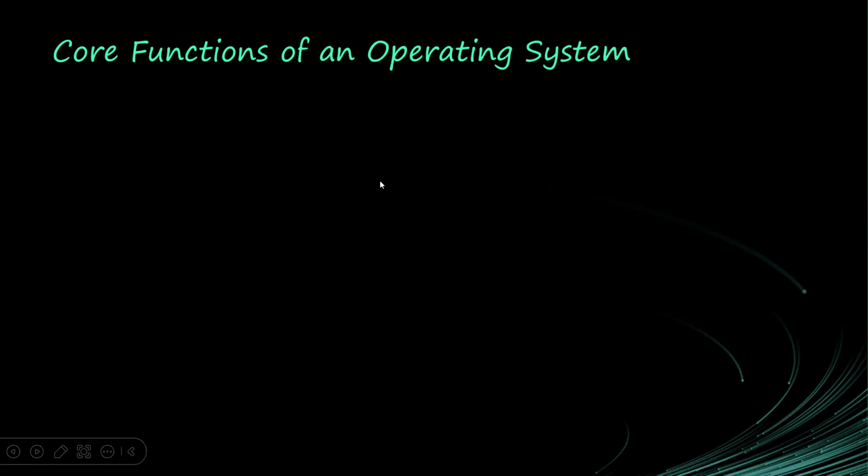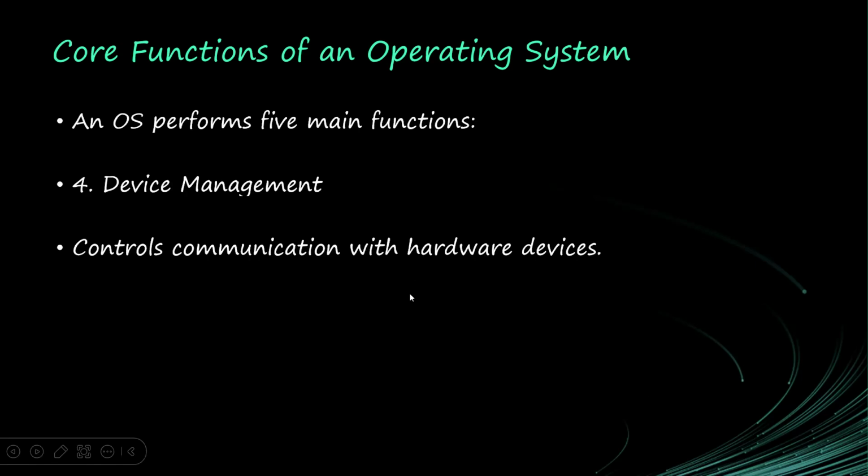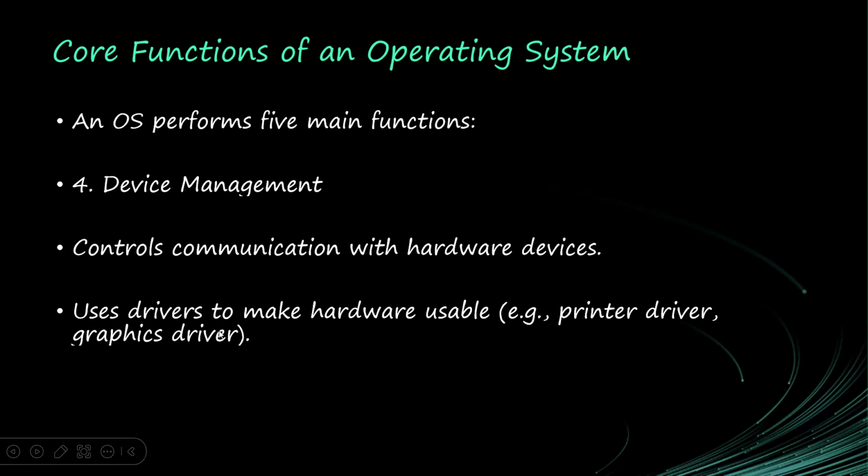All right. So the operating system also manages devices. The operating system controls communication with hardware devices. Your input, your output, your monitor. It is the operating system that controls communication with these hardware devices. It uses drivers to make hardware usable. Your printer driver, your graphics driver. So it is the operating system that actually communicates with these hardware devices. If you connect a printer to your computer, it is the operating system that provides this communication.